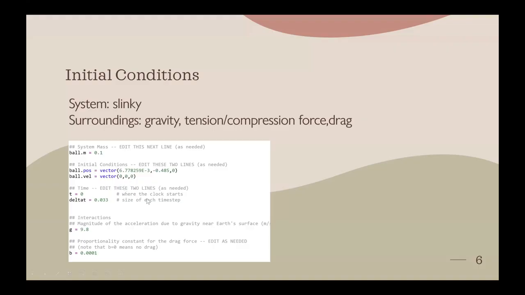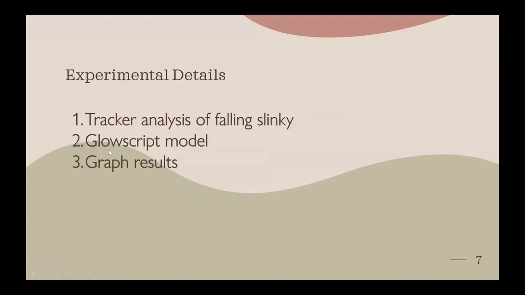And the initial velocity, since it's released from rest, is just 0. And then the time step, which is 0.033, I got that from Tracker. And then B, which is a proportionality constant for the drag force, is also included here. It is pretty small, and I think that's because I left the mass of the slinky to be so small.